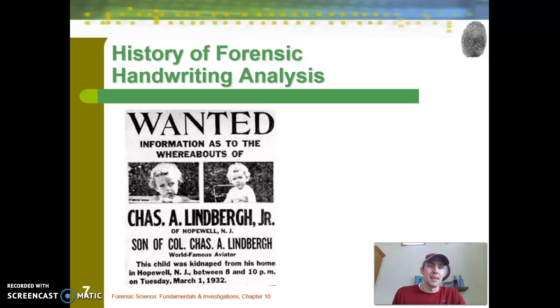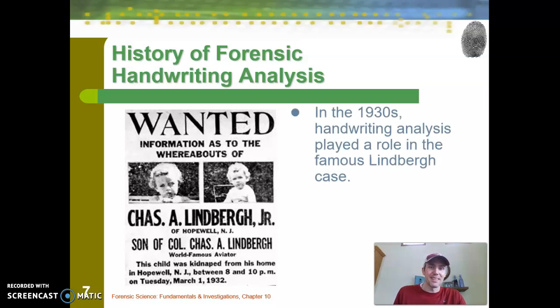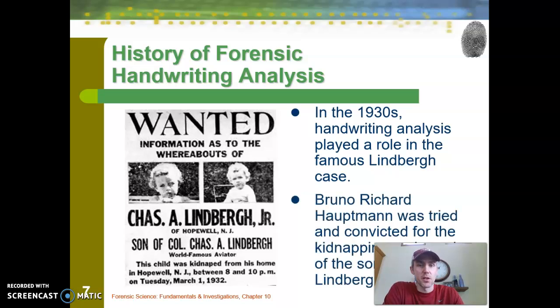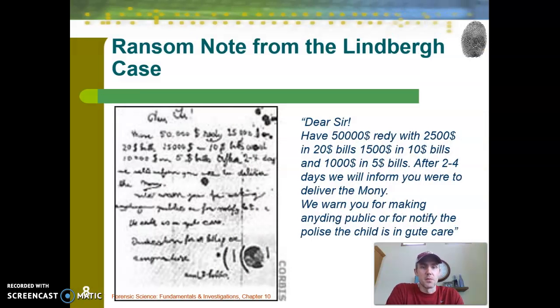Some famous forensic handwriting analysis cases are ones where we've used handwriting to convict criminals. The Lindbergh baby. You may want to do some extra research on this story. It's quite interesting. Bruno Richard Hauptmann was tried and convicted for the kidnapping and murder of the son of Charles Lindbergh. This is his ransom note. You can see it was handwritten, and then his handwriting was matched to that of the ransom note, and therefore it was enough to convict him of the crime.